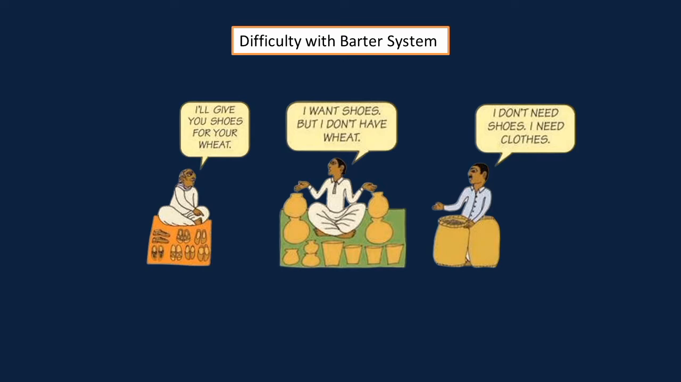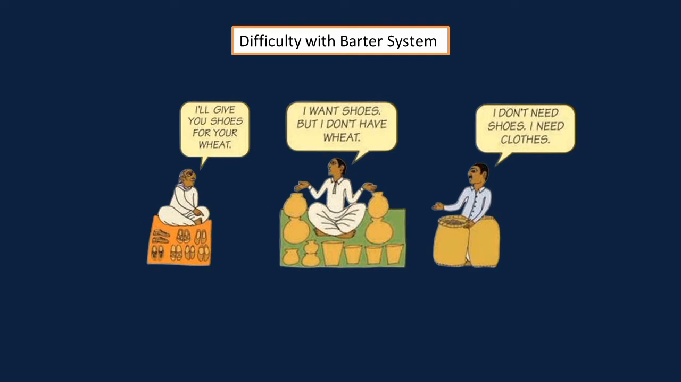Now, what is the difficulty with the barter system? As we know, money is a medium of exchange and it also acts as a unit of account. But in the barter system, there is no unit of account function between things, as we cannot compare which is costlier and which is less costly. So in the barter system, that is the difficulty.